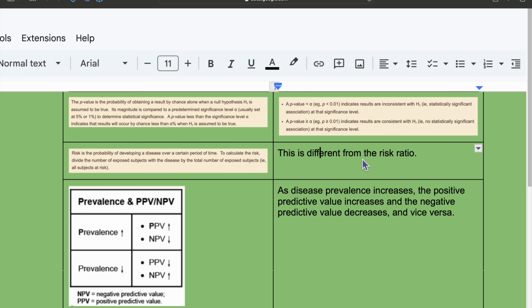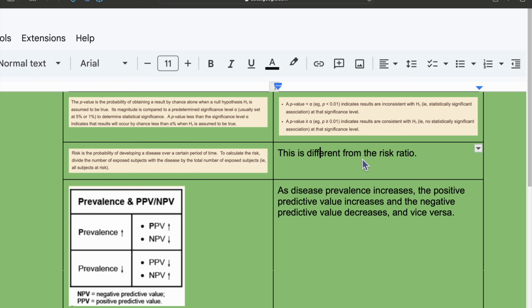So if we have 10 people with tuberculosis out of 20, that means there are also 10. Well, let's say 30. Right, so to calculate the risk, divide the number of exposed subjects with the disease, so TB, so that's 10, by the total number of exposed subjects, that is all patients at risk. So that's 20, so 10 over 20, then 1 over 2.